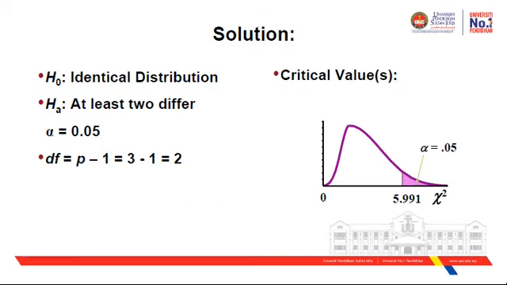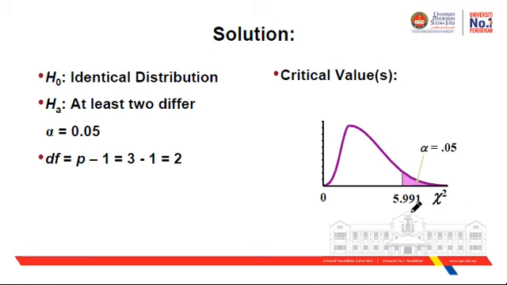Okay, so this is how you do it. First thing, your null hypothesis is identical distribution, which means the first, second and third groups have identical distribution, and the alternative hypothesis is at least 2 distributions are different. Okay, your alpha for this question is 5%, so alpha is 0.05, and degrees of freedom is P minus 1. P is the category. In this case, we have 3 categories or groups, so 3 minus 1, your degrees of freedom is 2. So for the critical value here, you may refer to the chi-square table.